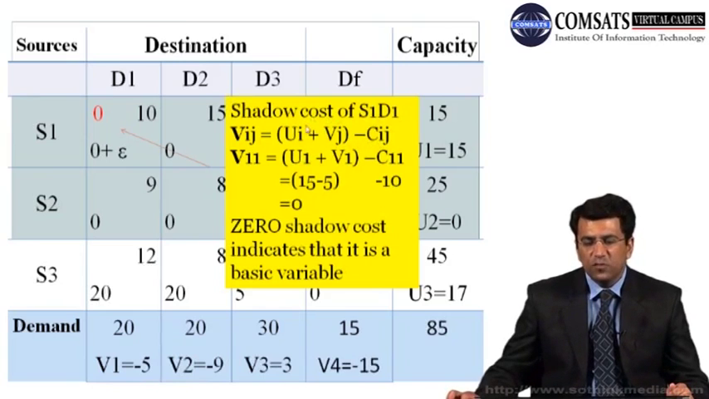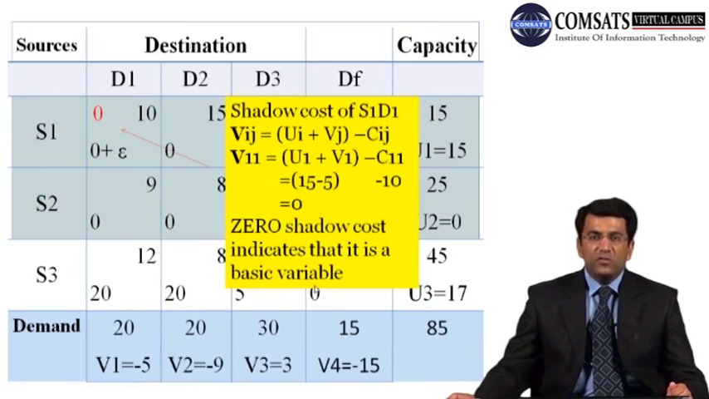If we calculate the shadow cost for S1D1, it may be represented as V11, meaning first row, first column, which is actually representing that S1D1 cell. This will be equal to U1 plus V1 minus C11, which is the relevant per unit cost, which is 10 in this particular case. If we put the values of U1 and V1, that is 15 minus 5, V1 is equal to minus 5 in this particular case. So 15 minus 5 is 10, and 10 minus 10 will become 0. Now 0 shadow cost indicates that it is a basic variable.